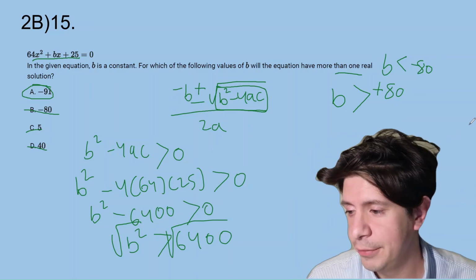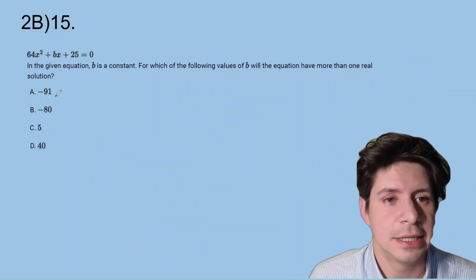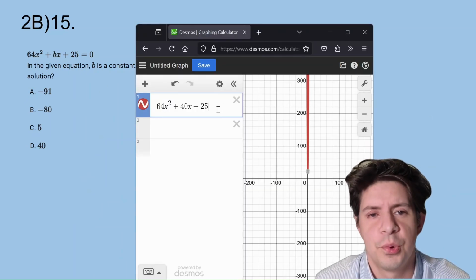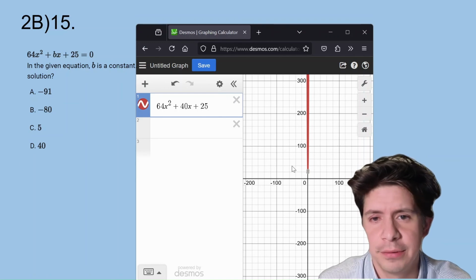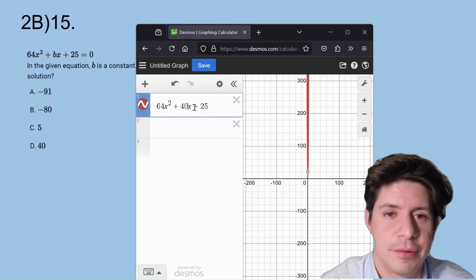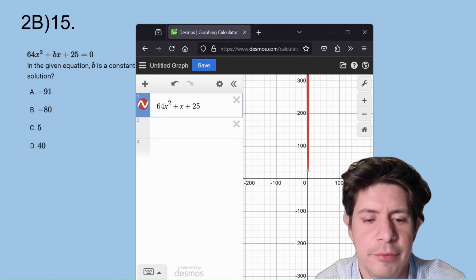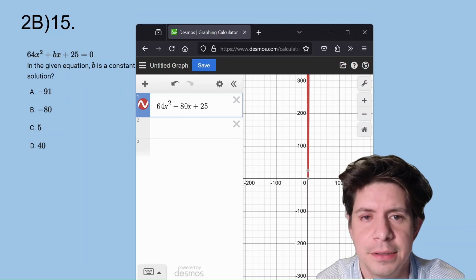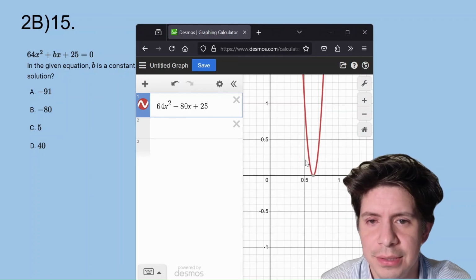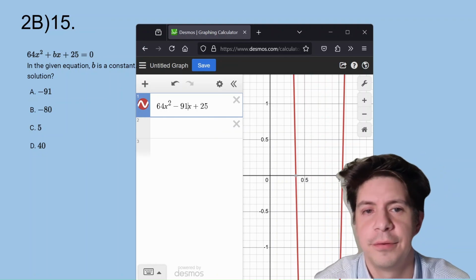But if you were confused, you could also just do Desmos, right? And plug in each answer choice and see where they cross twice. So, let's say you plug in 40 for D, right? You see how it never crosses the x-axis, right? It's going to give us a negative discriminant. If we plug in 5, same thing, right? If you plug in negative 80 for b, right, it's going to cross exactly once. We could zoom in and see, right? The vertex is right there. So that's crossing once because it's 0, and then if we plug in negative 91.